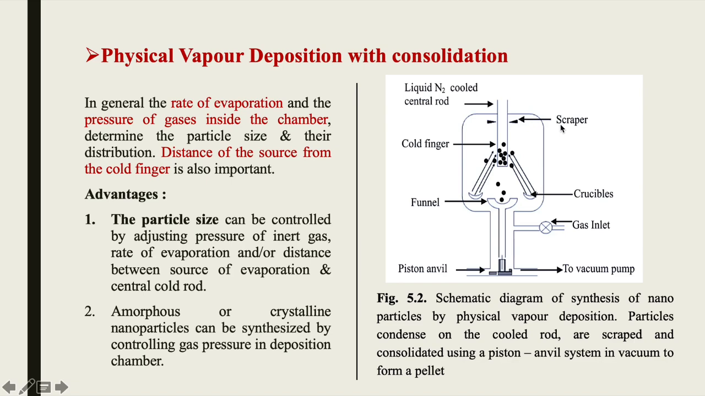And this is the scraper. In this, it is important just to adjust the height of the cold finger. So these are the parameters and components of the physical vapor deposition chamber.